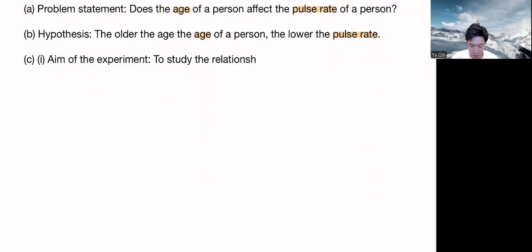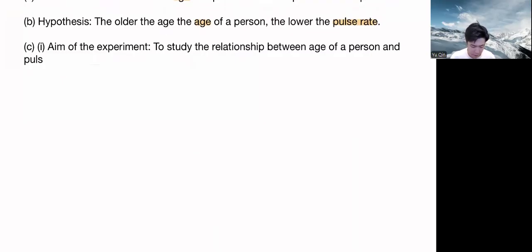Usually this is how we always start off. There's another way to do it, which is effect. So you have to see which is more suitable, to study the relationship or to study the effect of manipulated and responding. I feel like for this current question, relationship is more suitable. So to study the relationship between age of a person and pulse rate.